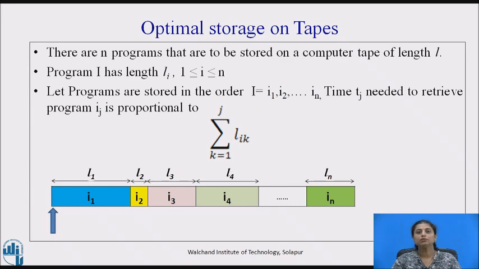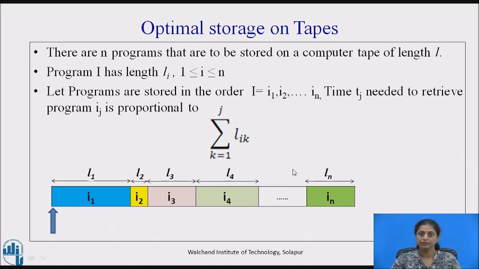So what is the optimal storage on tapes problem? There are n programs that are to be stored on a tape of length L. Program i has length Li, and the number of programs is n. These programs are stored in order I1, I2, ..., In, and the time Tj needed to retrieve the program Ij is proportional to the length of the program.